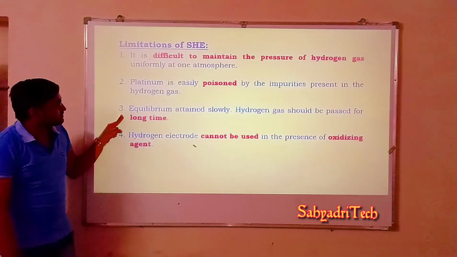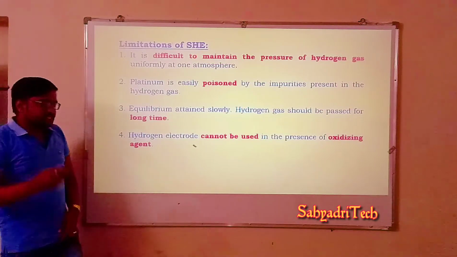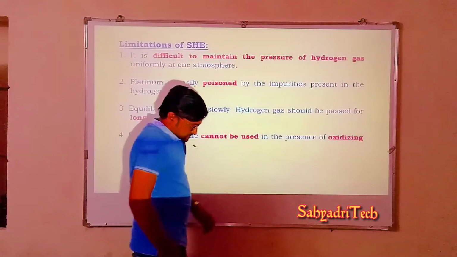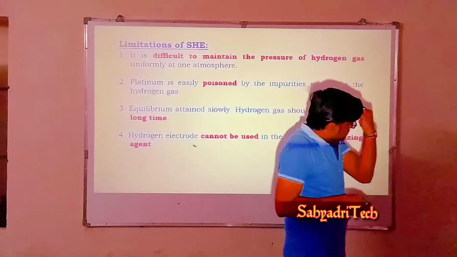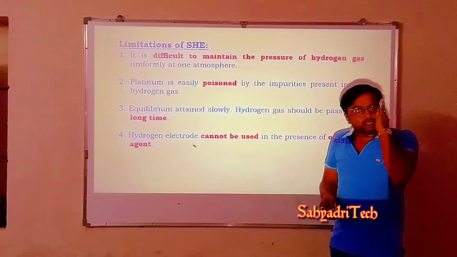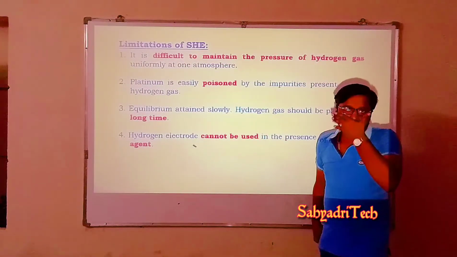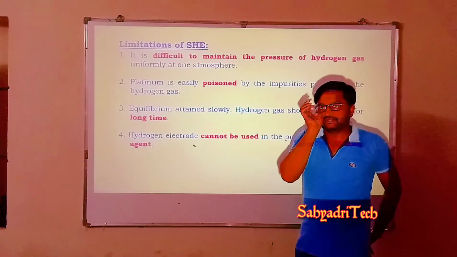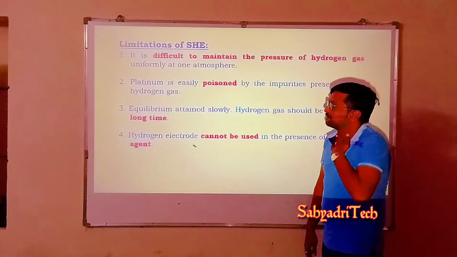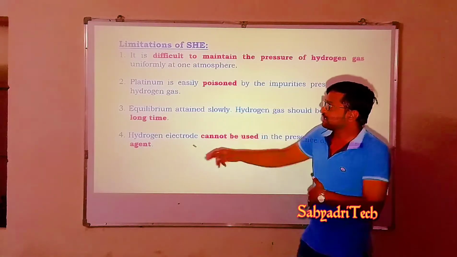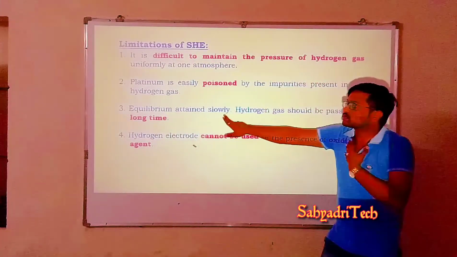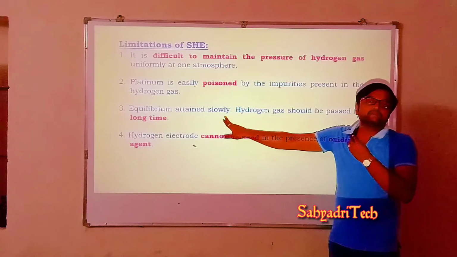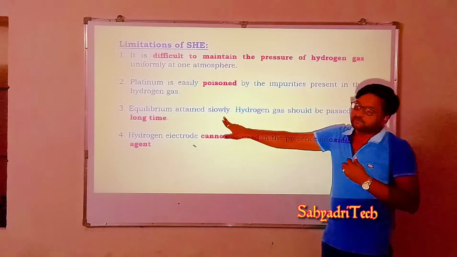Then coming to the third one, as we said, in the standard hydrogen electrode there is an equilibrium attained between H plus ion and hydrogen molecules. But what happens when you look at it practically? The equilibrium is attained very slowly.